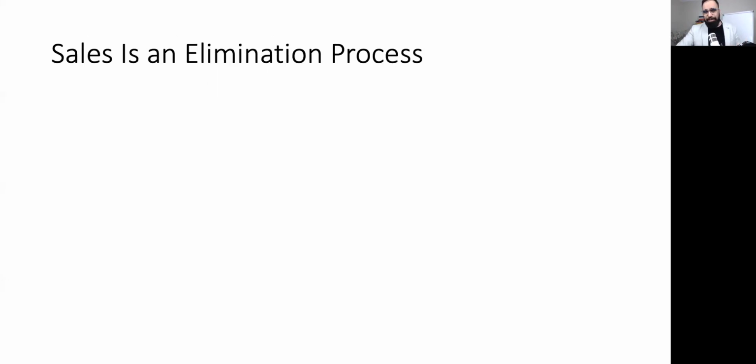As I said earlier, if you attended any of my other webinars, I always talk about this. Sales is an elimination process. Sales is not collecting or speaking to everyone. Sales is an elimination process, meaning that you don't want to sell to everybody. If you're trying to sell to everybody, the only thing you're going to do is annoy people. We don't want to annoy people. We just want to speak to the right people, right?